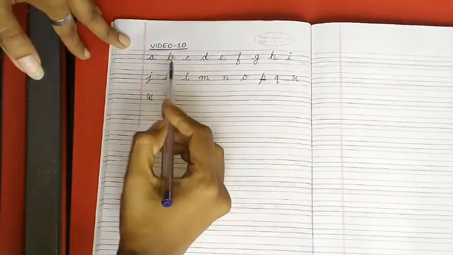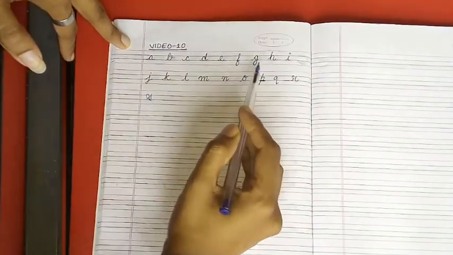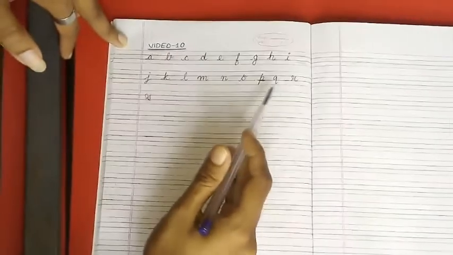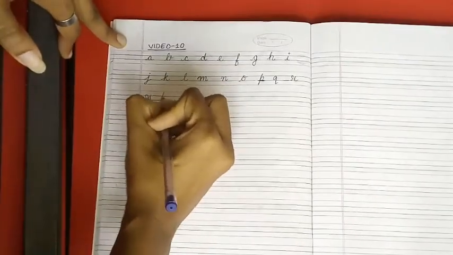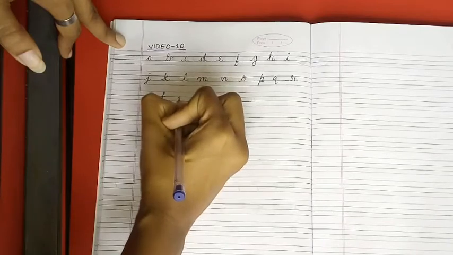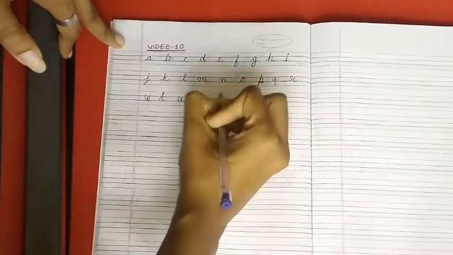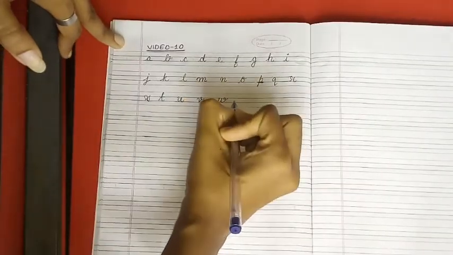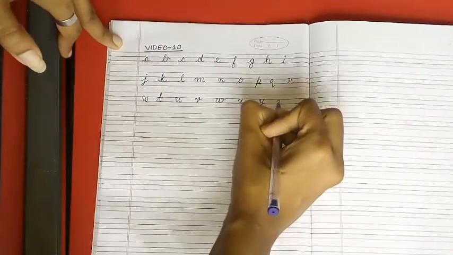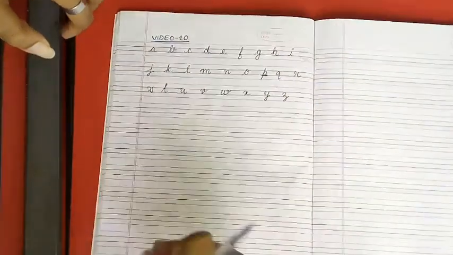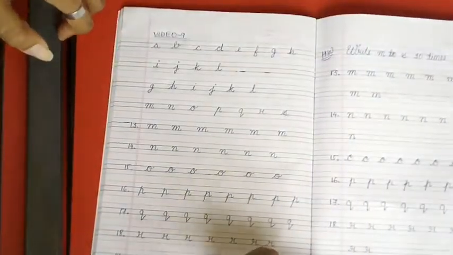Let's revise it. A, B, C, D, E, F, G, H, I, J, K, L, M, N, O, P, Q, R, S. Now, let's see further. T, U, V, W, X, Y and Z. Okay, my dear students. So, earlier we did 19 letters, total 19 letters. Now, we will see the next, that is 20.